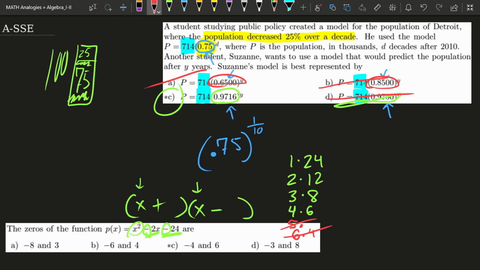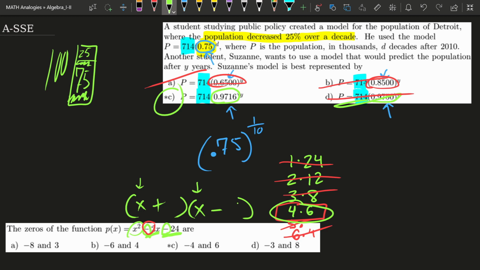Now, the last thing we want to do is subtract to -2. I think 4 and 6 would work because they're 2 apart. How about 3 and 8? They would subtract to something like 5 or negative 5. 2 and 12 would be like 10. And 1 and 24 would be like 23. So, you know what? I bet it's going to be the 4 and the 6.